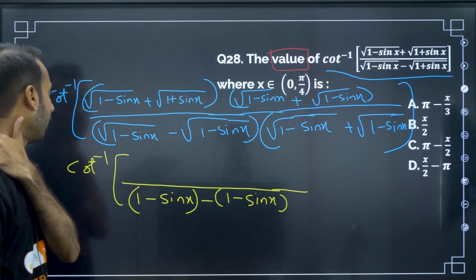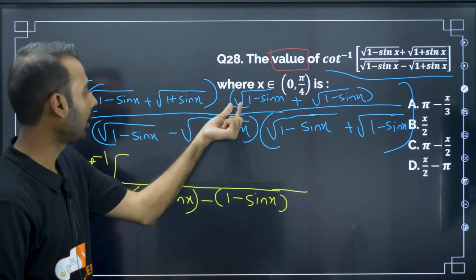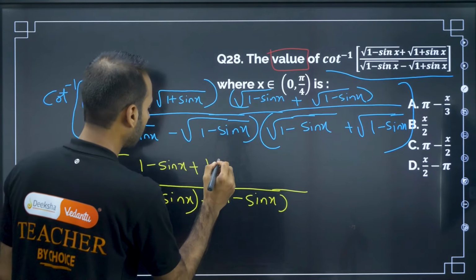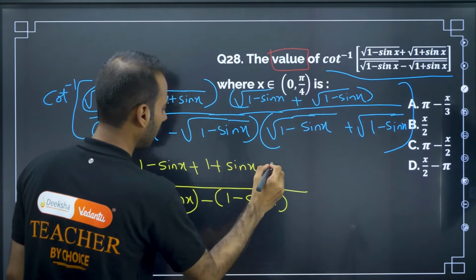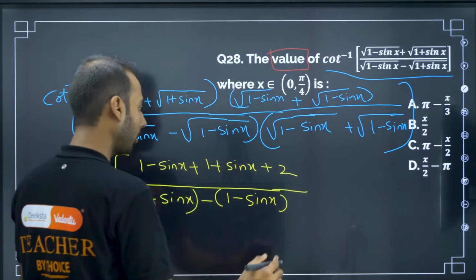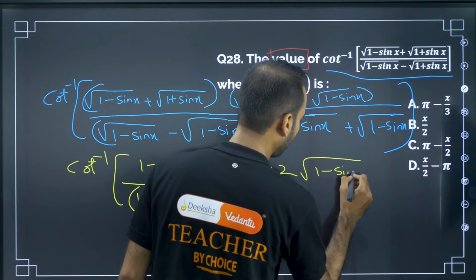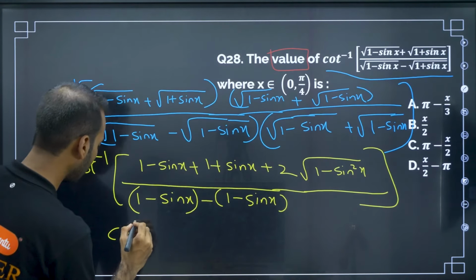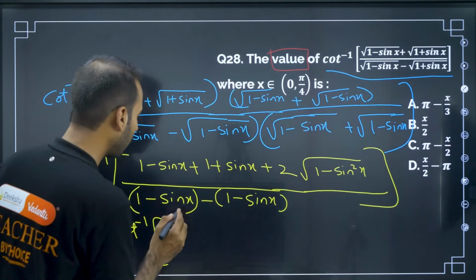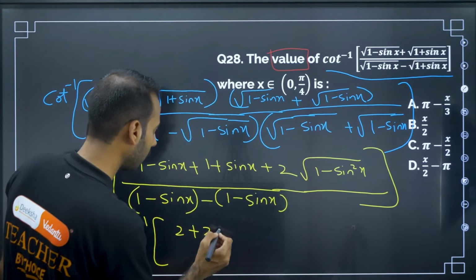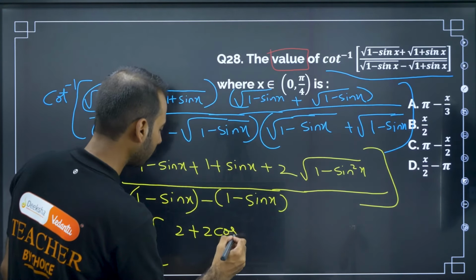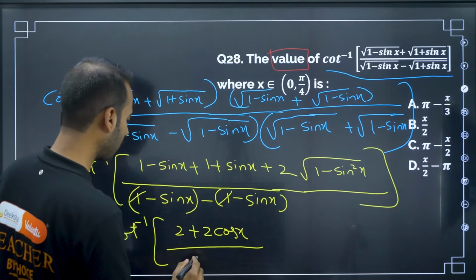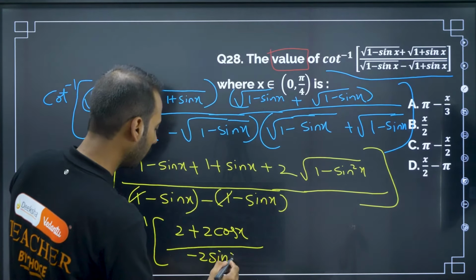Next, in the numerator, (a plus b) square is a square plus b square plus 2ab. 2ab is root of 1 minus sin square x. So this becomes cot inverse of, 1 plus 1 is 2, plus 2 cos x, divided by 1 and 1 will get cancelled, minus 2 sin x.